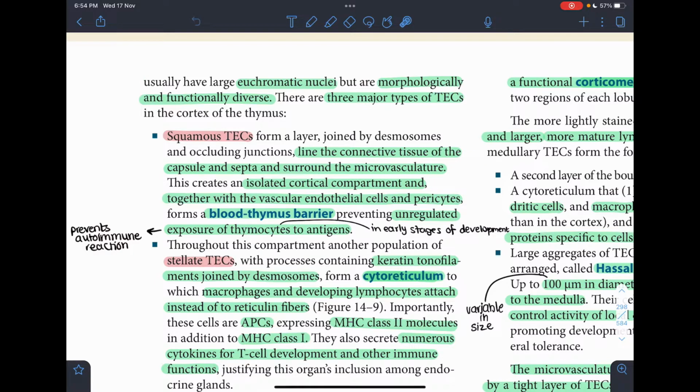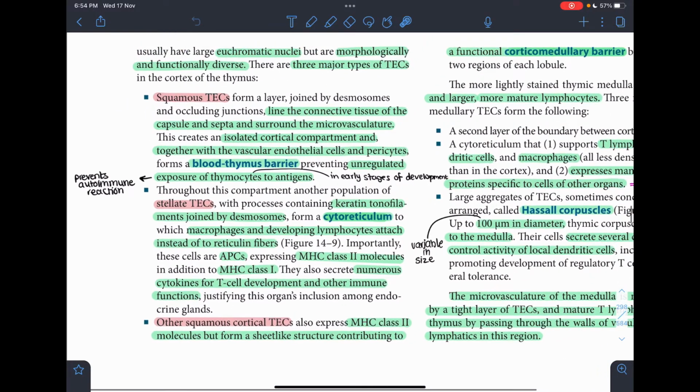So these TECs have large euchromatic nuclei, but are morphologically and functionally diverse. There are three major types of TECs in the cortex of the thymus. So هاي three types of TECs. أول type is squamous TECs, and stellate TECs, and the other squamous cortical TECs. رح نتكلم عنهم هلا in detail.